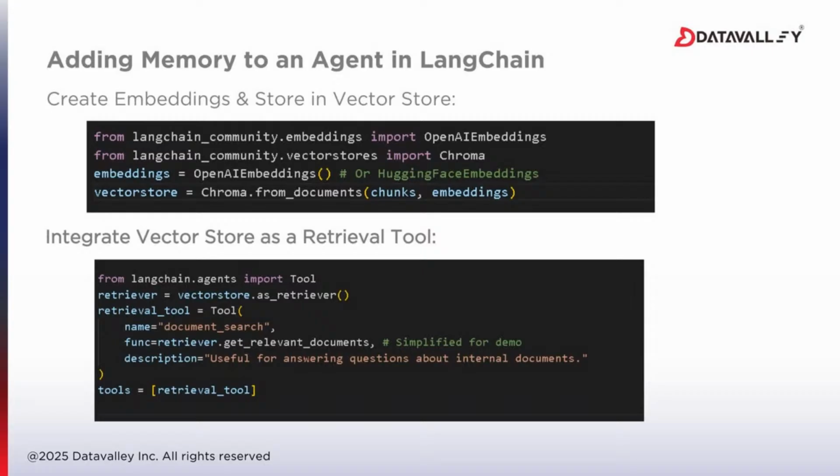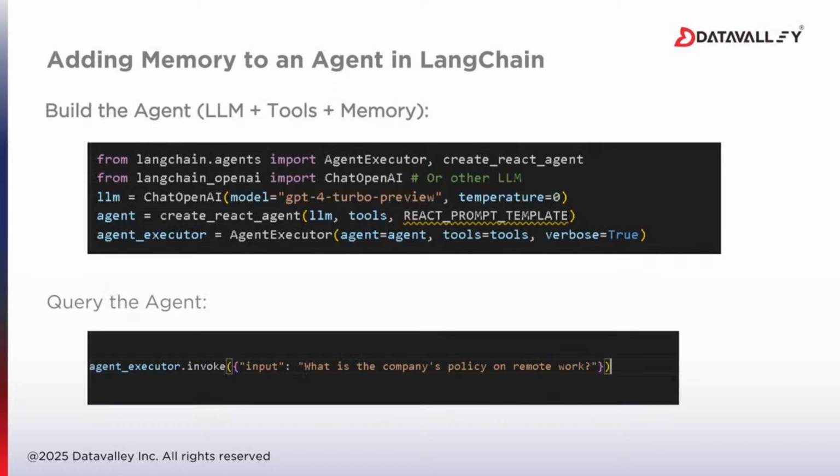Next, build the agent. So how are we building an agent? LLM plus tools plus memory. Combining all of these, and of course the React prompt template also. Now, we are importing AgentExecutor and create_react_agent from LangChain, and ChatOpenAI. If you want, you can use any other LLMs also. As of now, I took this one from LangChain.